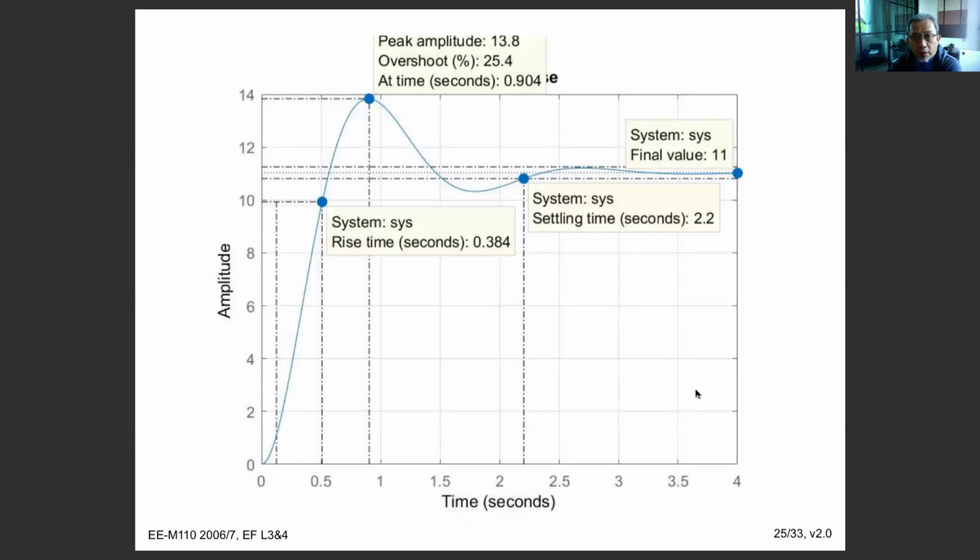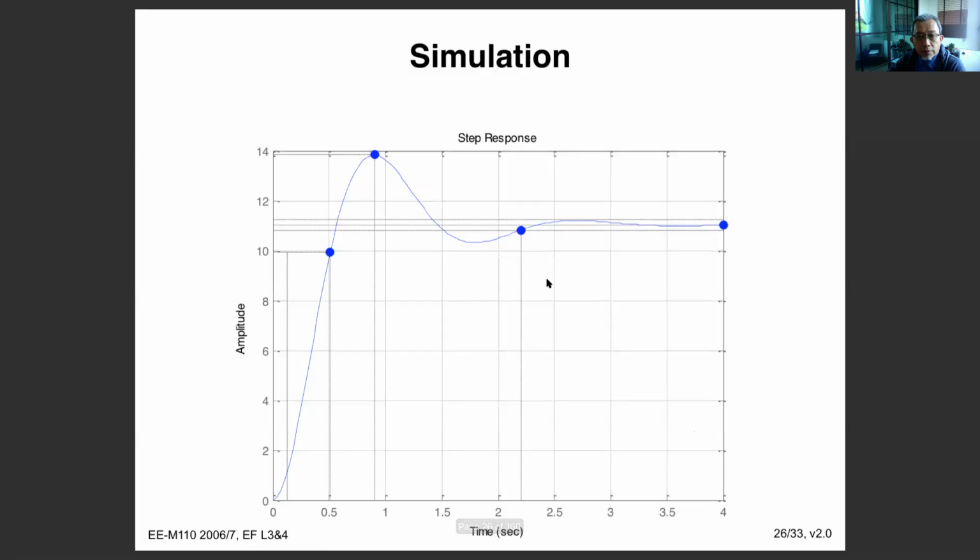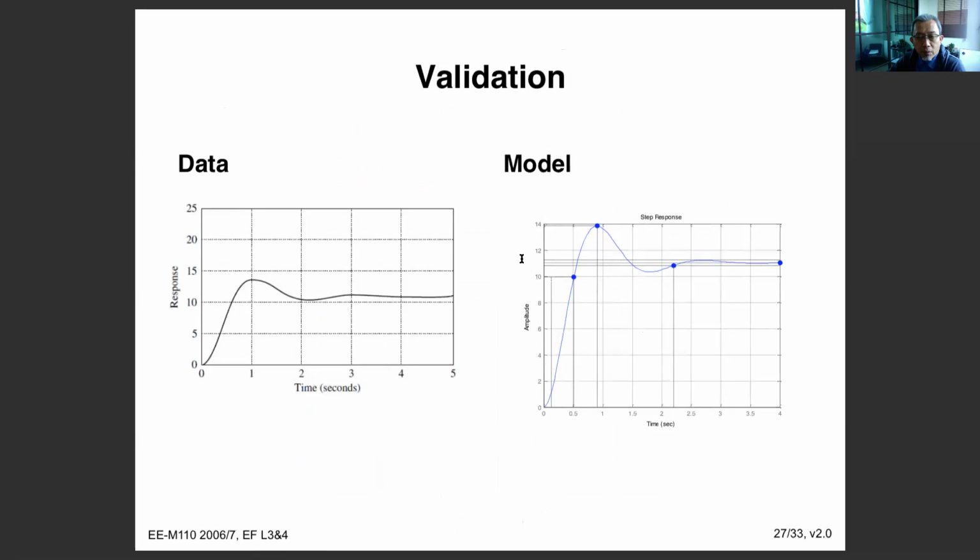So you can see here 25.4, which is the same overshoot, same settling time, same steady state value, and the rise time, of course. You can use it to produce the MATLAB graphic, and then you compare with the real data, which is almost the same in terms of scale.